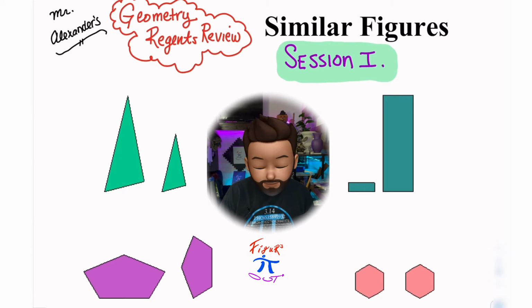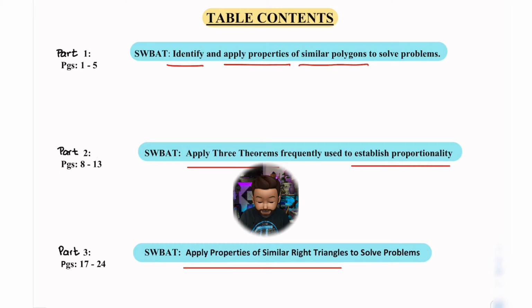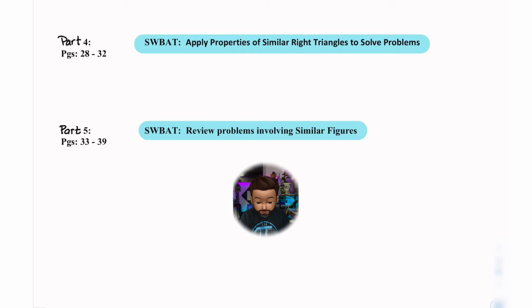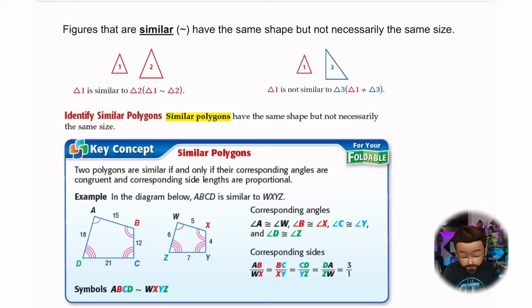It's that time of year, Geometry Regents Review, and today we're going to be looking at similar figures. In our table of contents, we have things like identifying and applying the properties of similar polygons, applying three theorems to establish proportionality, and applying properties of similar right triangles. Now, within that context, we will not be doing or focusing on any types of proofs today. So let's take a look at what similar figures are.